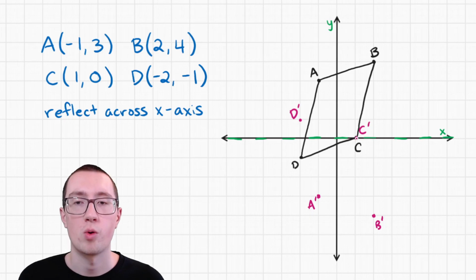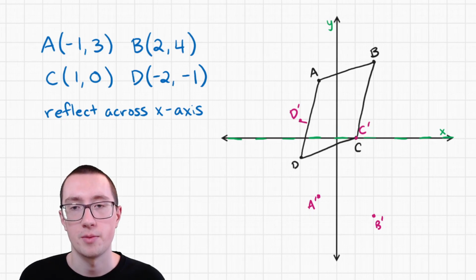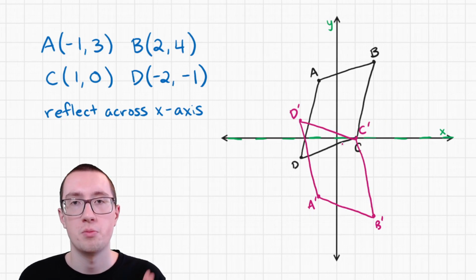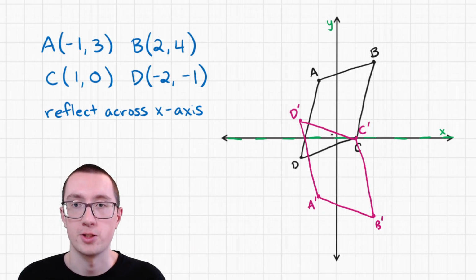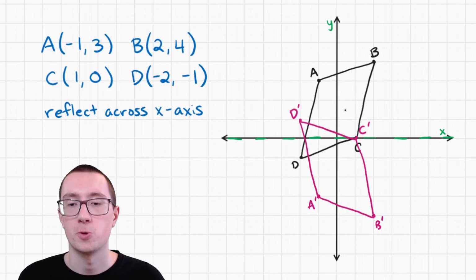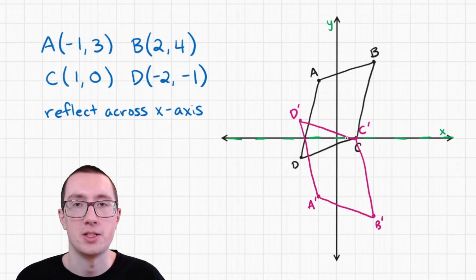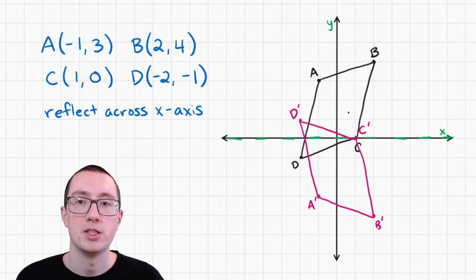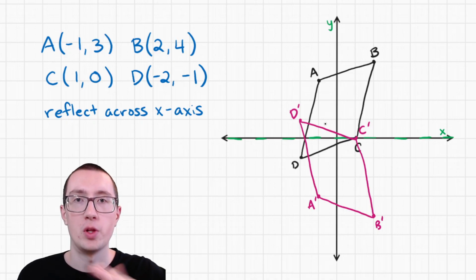So now that we have our 4 points, let's go ahead and connect them up. So here we go. We have our new mirror image, our new reflection. Now, unlike the last time where the translation just moved it around but didn't actually change the shape, this one does change the shape. It flips it around.